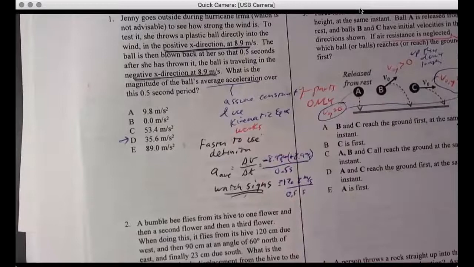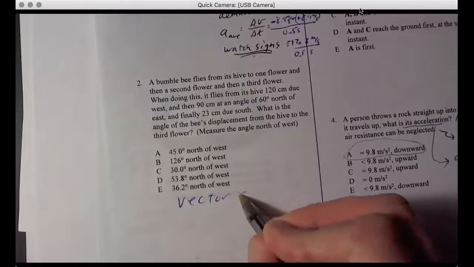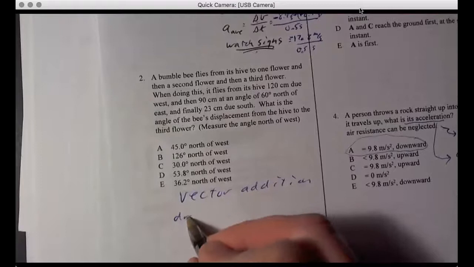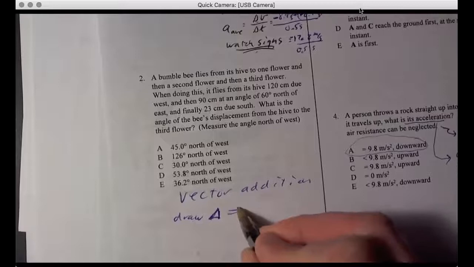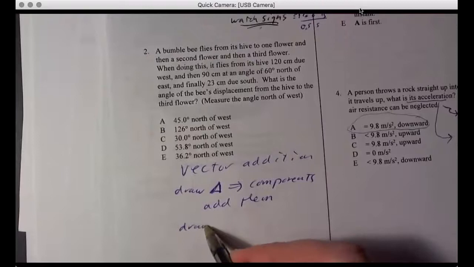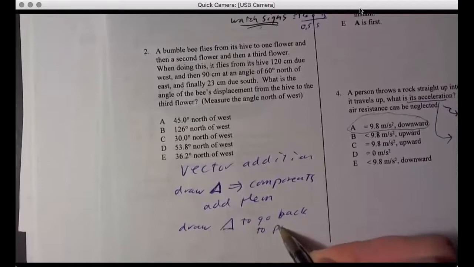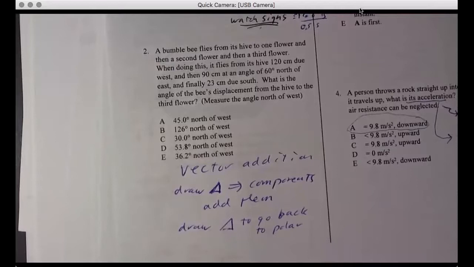It's going to come up in momentum. It's going to come up here. By the way, while we're on this page, let's look at this one. This one here is vector addition. Draw a right triangle to go to components, add them, and then draw another right triangle to go back to polar, essentially, which is the angle and the magnitude. So there's no shortcut. You have to do these steps. So we do.